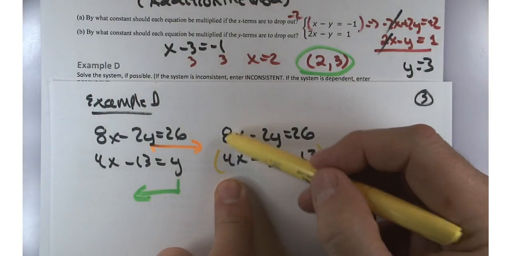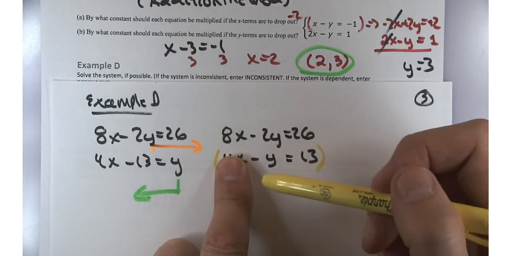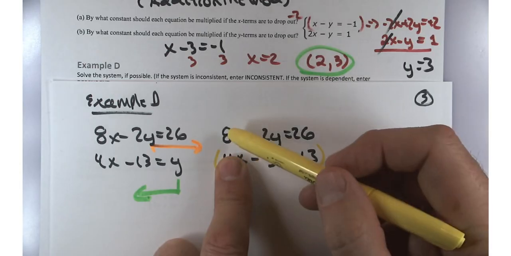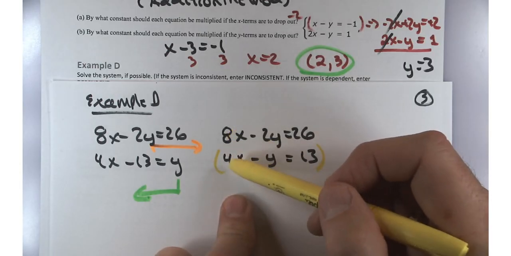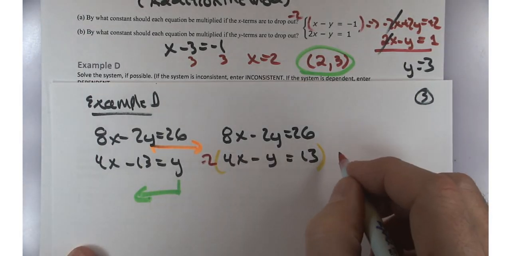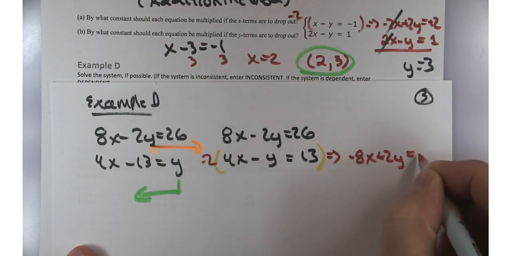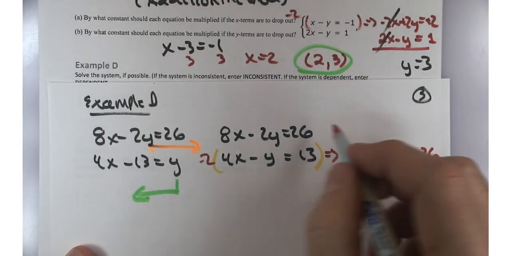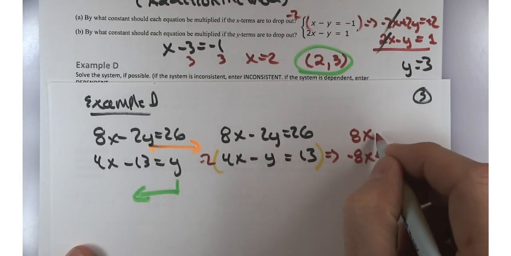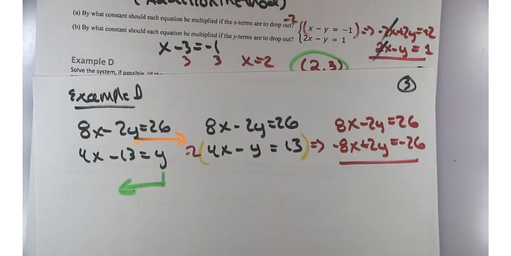If I wanted to get rid of the x's, what would I add to 8x to cancel it out? Negative 8. So what would I multiply this by then to get that negative 8? Negative 2. So if I multiply that by negative 2, I end up with negative 8x plus 2y equals negative 26. And then 8x minus 2y equals 26. I'll let you play with that while I graph it. But see if you can't make sense out of what we end up with.